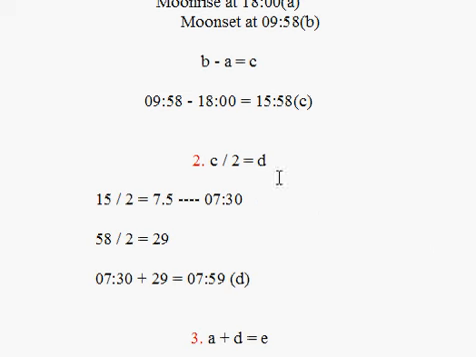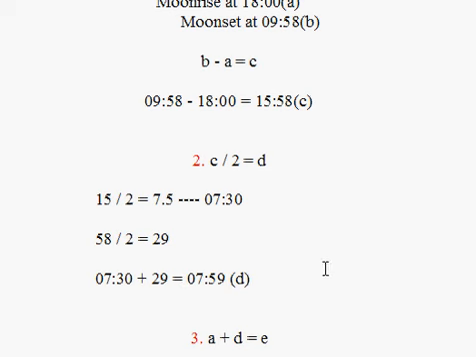So the easiest way to work out and calculate and divide time is to split the hours and minutes up. So we're going to take 15 hours, we're going to divide it first. So 15 divided by 2 equals 7.5 hours. So we'll have that at 7:30. The second thing we're going to do is we're going to get the minutes, which is 58 minutes. So 58 minutes divided by 2 equals 29 minutes. So 7 hours and 30 minutes plus 29 minutes is 7 hours and 59 minutes.